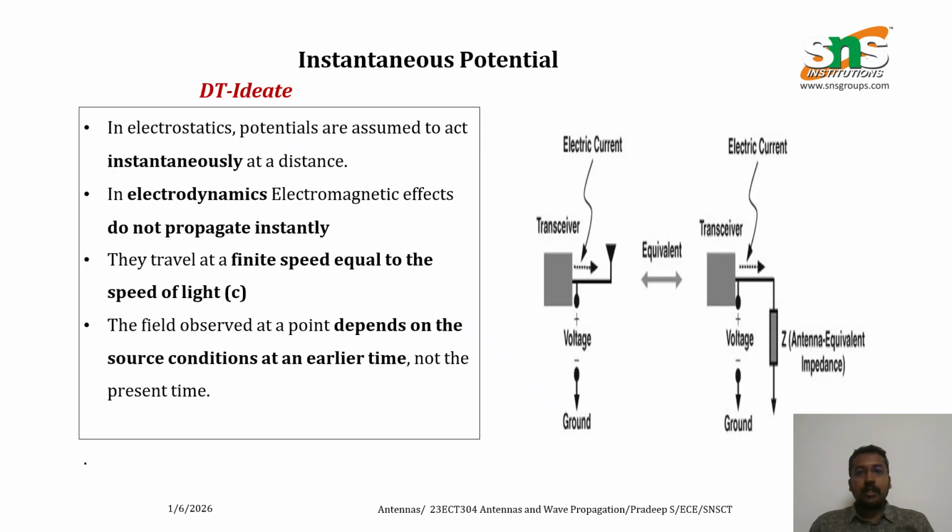The retarded potential refers to electromagnetic potential that accounts for the finite speed of light. In time varying scenarios, the potential at an observation point depends on the state of the source at an earlier time. This concept is fundamental for solving radiation problems where sources are time harmonic or transient. It is essentially a solution to the inhomogeneous wave equation, which describes how electromagnetic waves move through space.